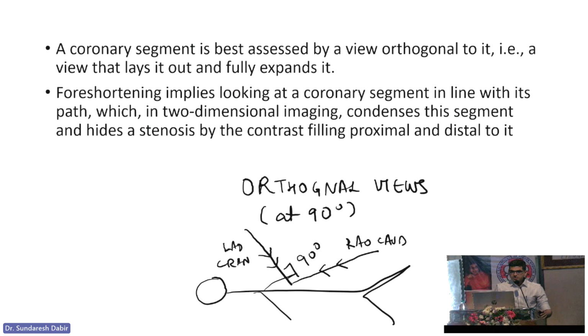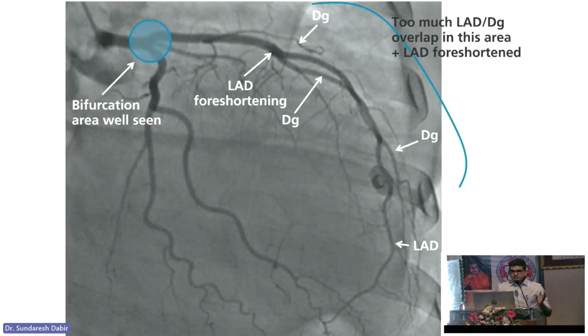So we are looking at a caudal image of the left coronaries. The LAD is foreshortened in the caudal images. And you can see that the LAD, this is a cranial image, so you can see it along its path. So this is the correct orthogonal view for a LAD.